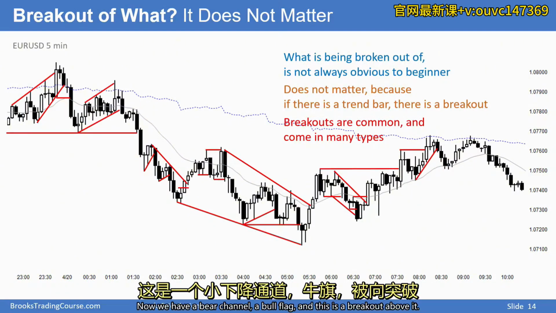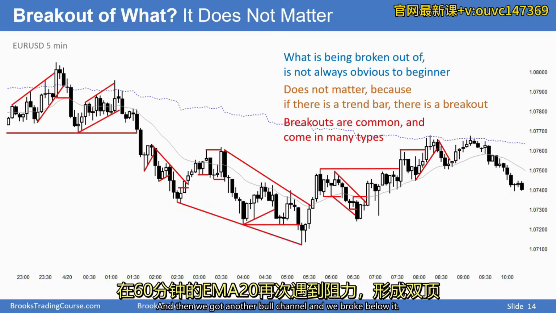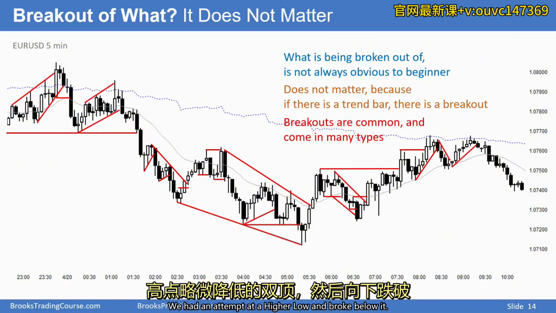Now we have a bear channel, a bull flag, and this is a breakout above it, not particularly strong. And then we got another bull channel, and we broke below it. We have an attempt at a higher low and broke below it.